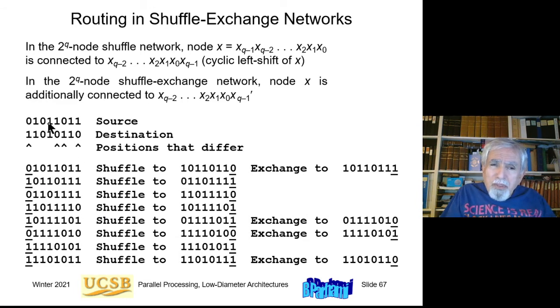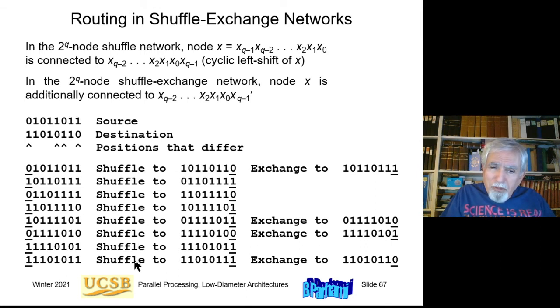So the neighbor of this one, I've rotated it, and this 0, notice, has come here. This 0 eventually will move all the way to the end, and I have to match it to 1. Therefore, I do an exchange here to change that to 1. Then I look at the next bit. These two are the same, so I just do shuffle. I rotate, rotate, rotate. Again, here I have a difference between 1 and 0 in the next step. I do a shuffle and an exchange.